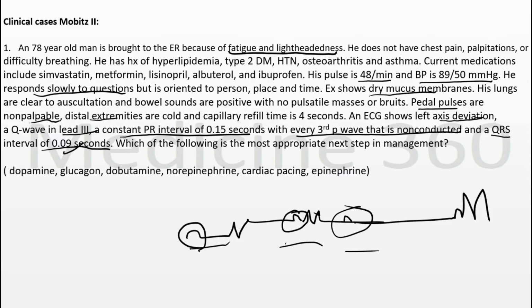It means that our diagnosis is Mobitz type 2 block, and also patient is symptomatic and heart rate is 48. So what will we do? We cannot give dopamine, we cannot give glucagon. Dopamine increases the heart rate but we will not do that. Norepinephrine has nothing to do with that. Epinephrine will not do that.